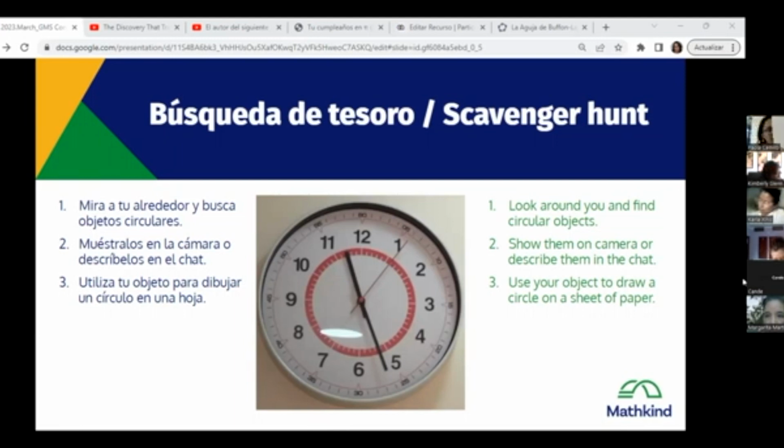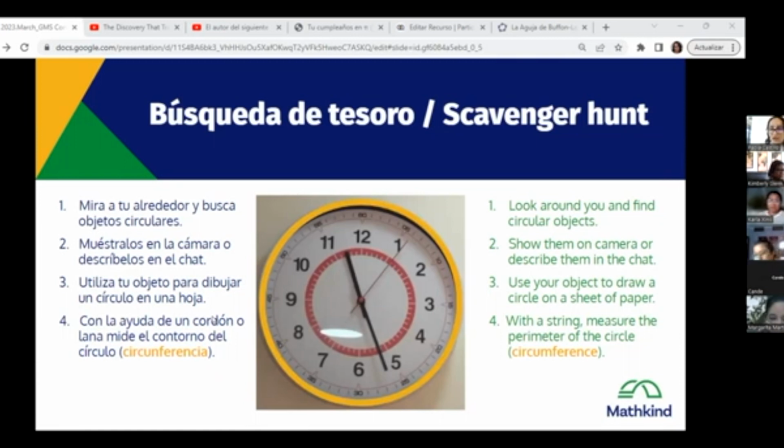Do you see it here? And now you will use this little rope to measure your object. In Spanish, with circle, we call all the inner part that is similar to the radio. And this is called contour in Spanish.